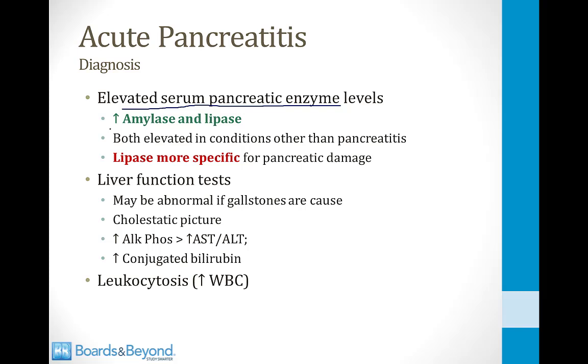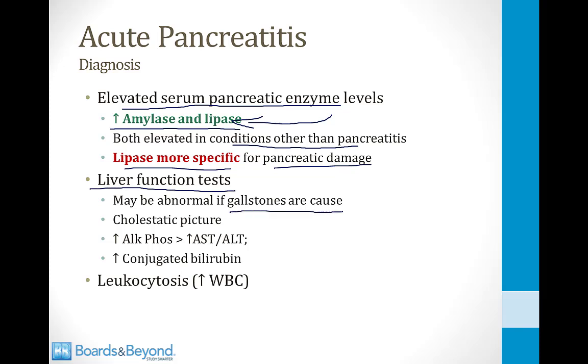In patients who have acute pancreatitis as the cause of their belly pain, nausea, and vomiting, you will see increased levels of pancreatic amylase and lipase. Now, unfortunately, both of these are elevated in conditions other than pancreatitis, but lipase is more specific for pancreatic damage. And importantly, in severe acute pancreatitis, the levels will be very high, and that will help you distinguish it from other causes.